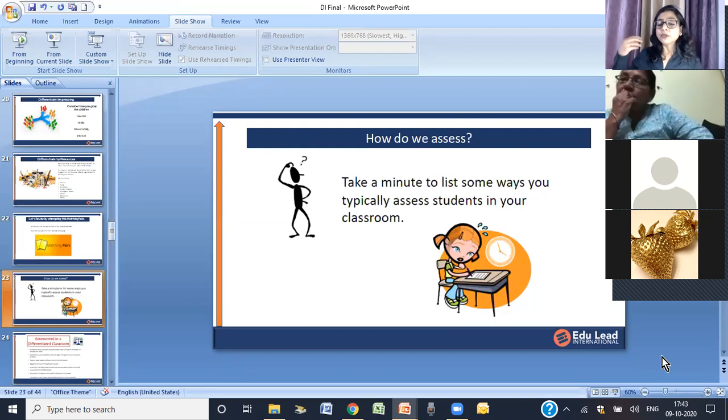So we have to tell our teachers that whenever you're doing an activity, see how you can create different levels within the same activity. So when they start thinking in this manner, they can differentiate almost everything that they are doing inside the class.